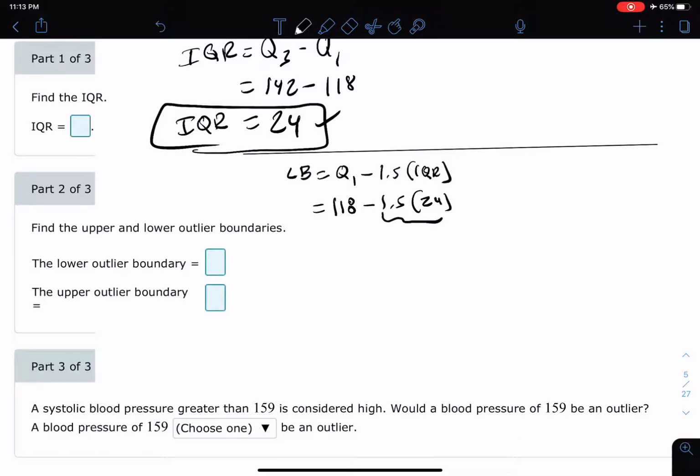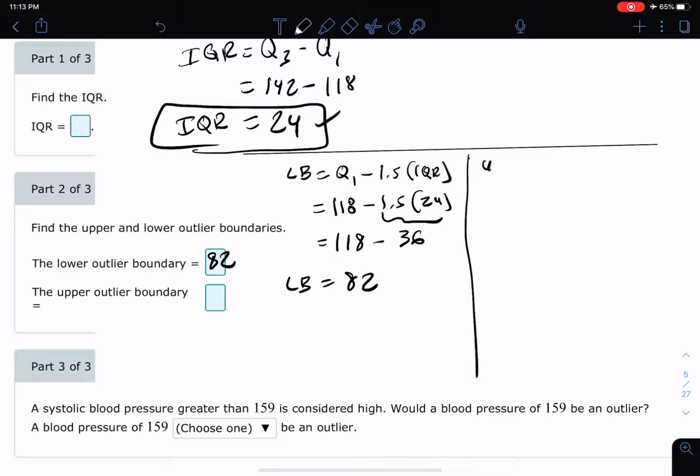So when I multiply 1.5 times 24, I get 36. And when I take 118 minus 36, I get my lower outlier bound, which happens to be 82. So this is 82. Now what I want is my upper outlier bound, or boundary, I guess.